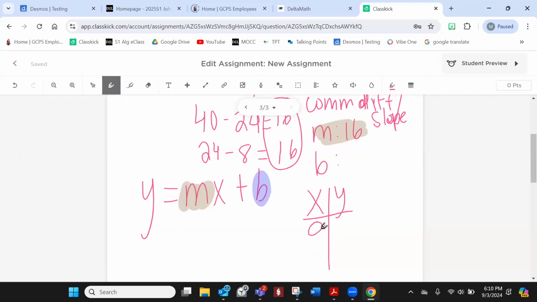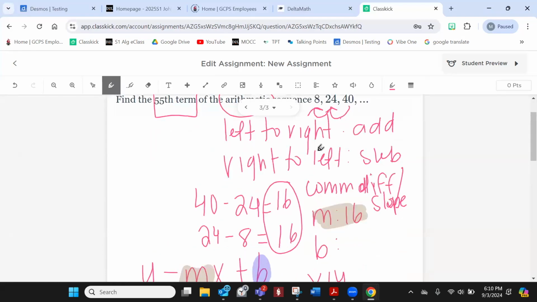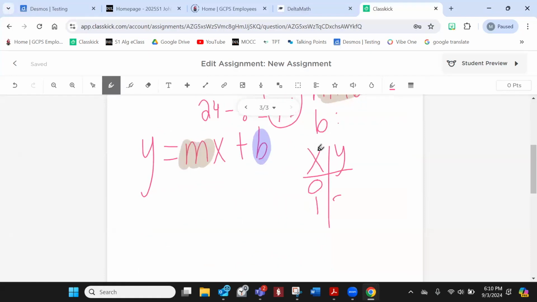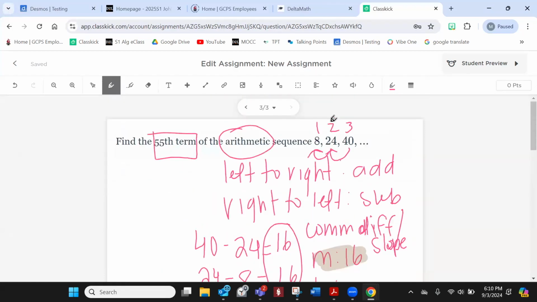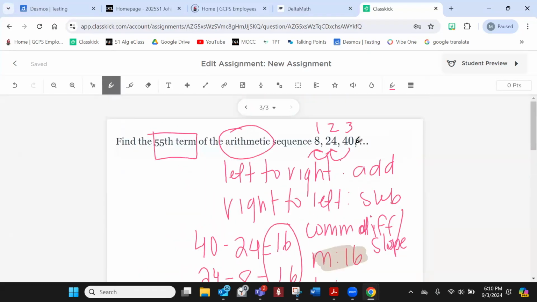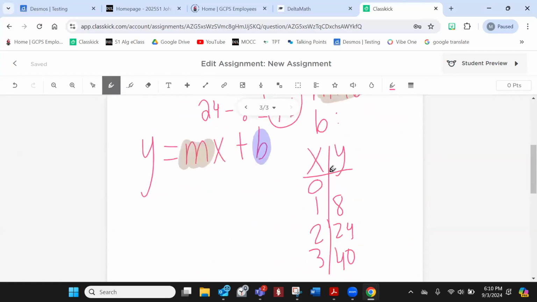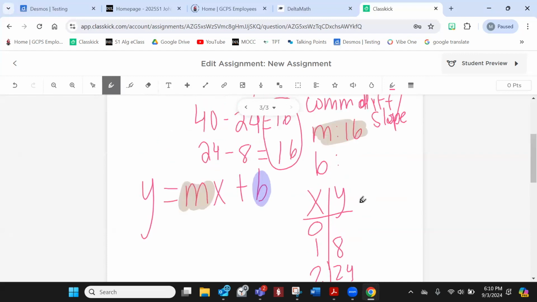Right now, I don't know this yet. What I do know is the first term is 8, so that's when x is 1. I know the second term right here is 24. And then I know my third term right here is 40. What I don't know and what I need to know is what is the y when x is 0? What's my y-intercept? That's my b. So we're going to work backwards.